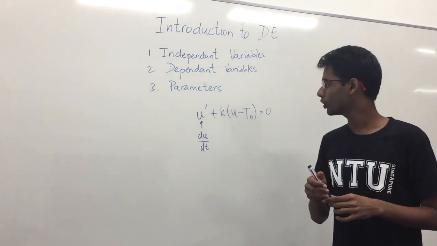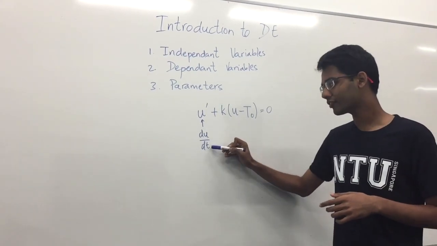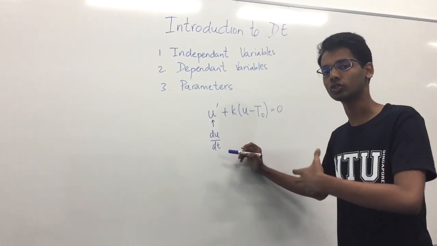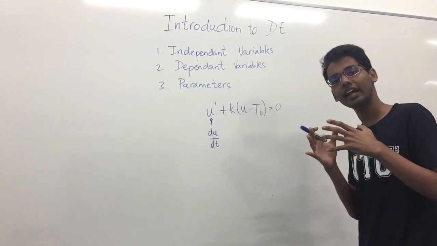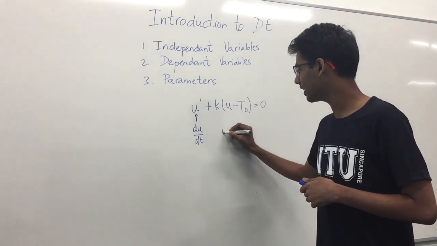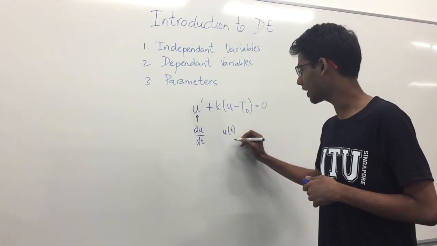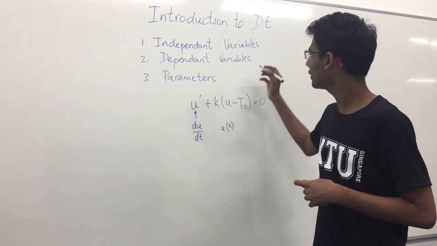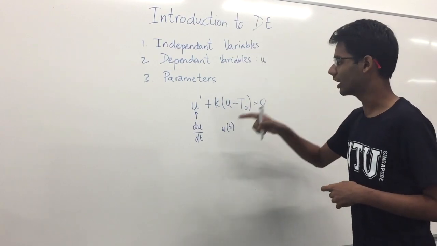So in other words, u is definitely going to depend on t, no matter what time it is, it still has some relationship to do with t. Hence we can write u as a function of time, like u of t. So we say that u is going to be a dependent variable in this equation.